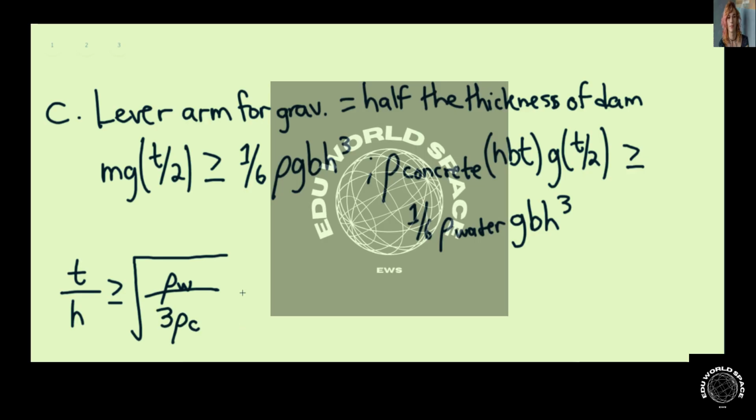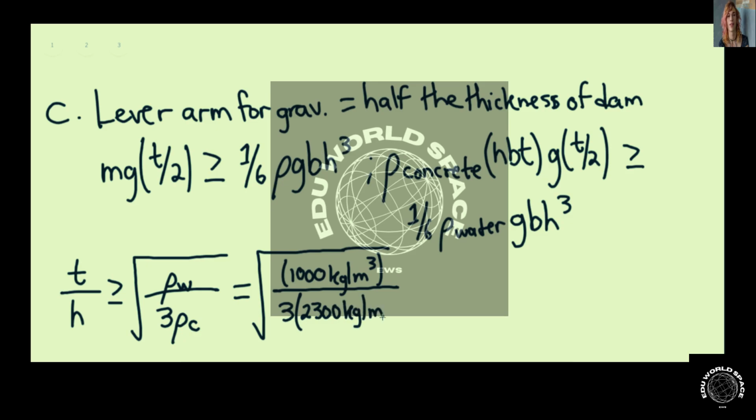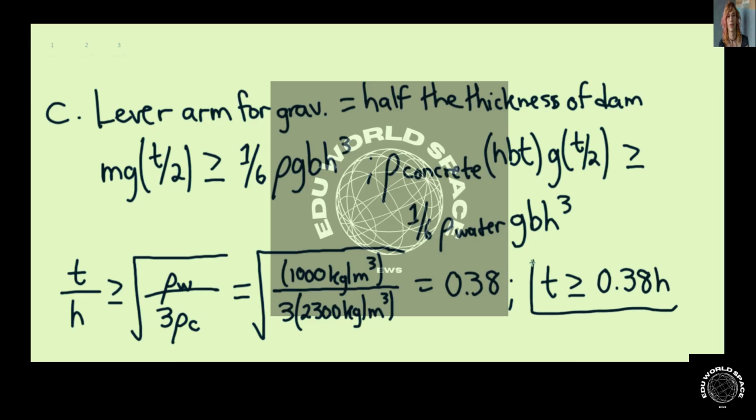And so this would be equal to the square root of the density of water, 1,000 kilograms per cubic meter, divided by 3 times the density of concrete, 2,300 kilograms per cubic meter. And this is equal to 0.38. So in order to prevent overturning, t must be greater than or equal to 0.38 h. This would be our final answer. That is the end of it.